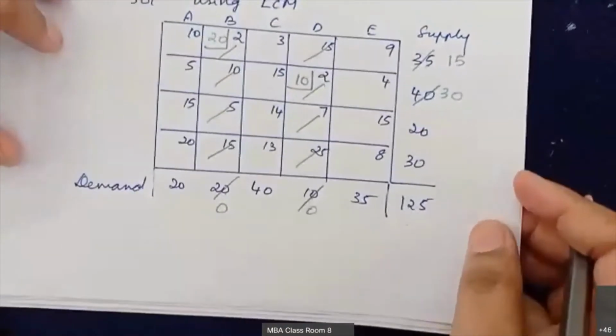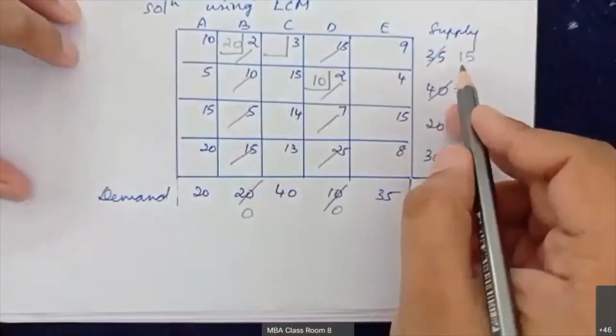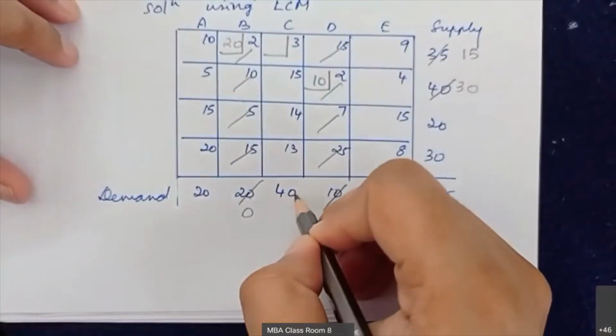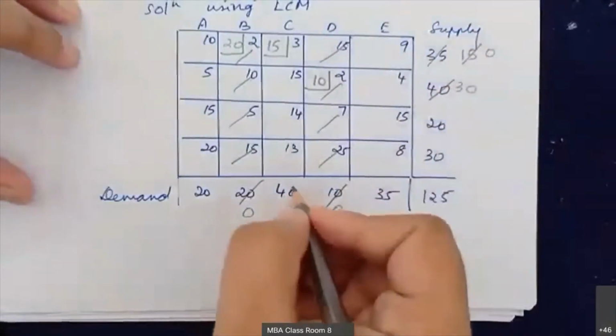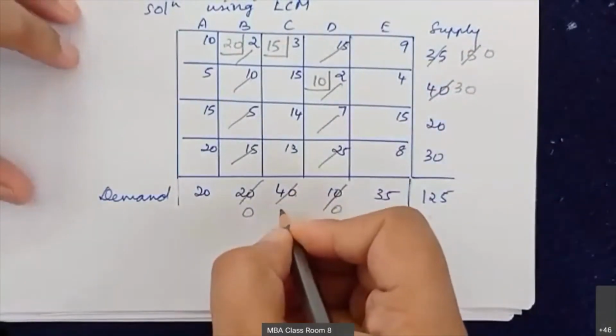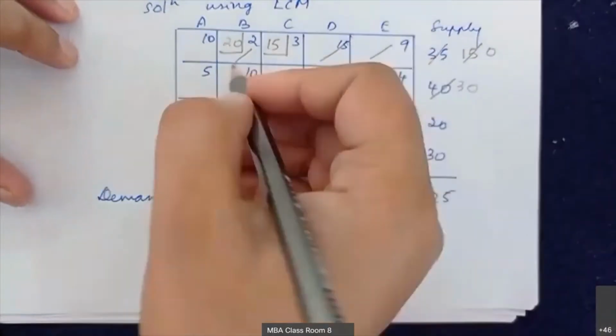Next, which is my least cost cell? It is the cell with 3, so I will allocate to that cell. Over here I have 15 and I have 40. Which is the least value? 15. So this will become 0, and over here it is 40 minus 15, which is 25. Now since this is 0 over here, I will cancel out all the other cells in that row.